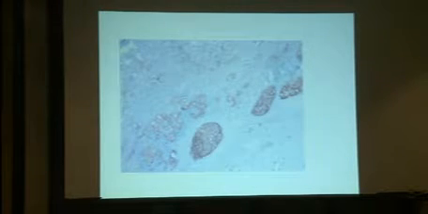I show you this case. So you have an aspect of heterogeneous staining, with a strong staining like 3 plus and another staining that looks like 2 plus. So how will you score this case? It's a 2 plus, because the 3 plus is inside the in situ component, and in situ doesn't count in the scoring.